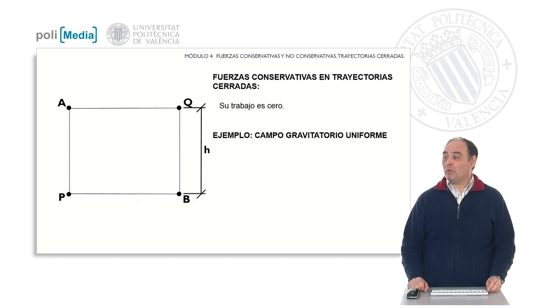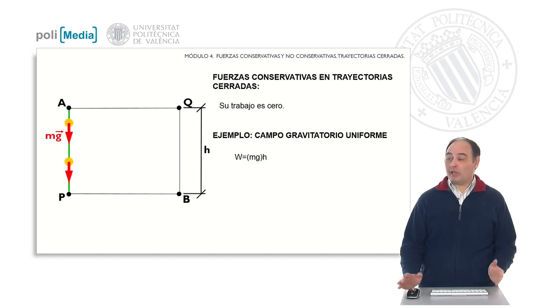Let's go to another example, a closed trajectory that would be going from A to A, passing through P, B, Q, traversing the rectangle. Here, we have a case already known. In fact, we have done it in the previous example, which would be mgh. Here we would have zero work at the bottom.